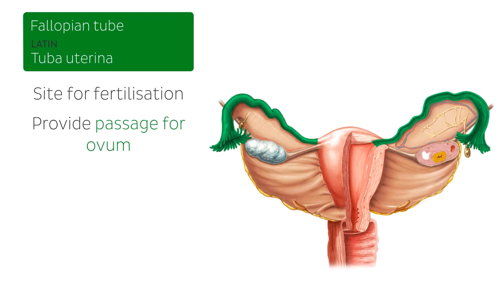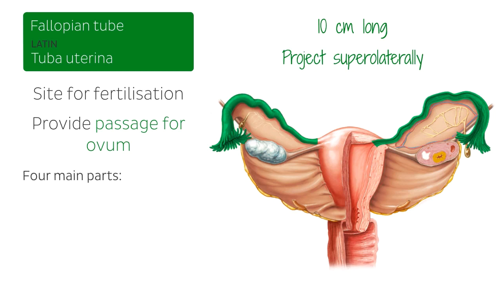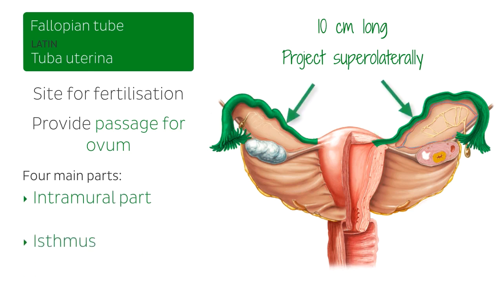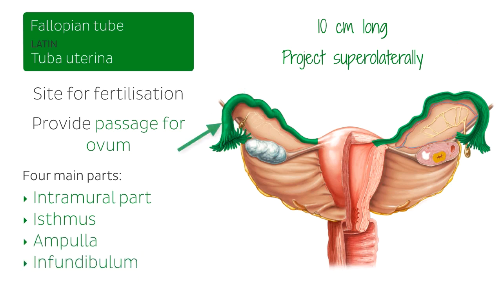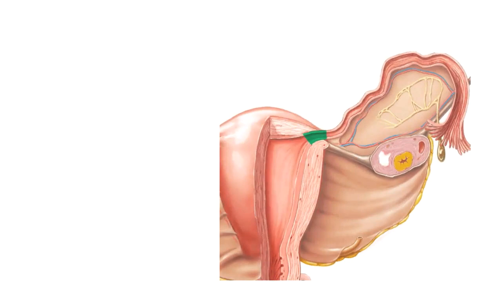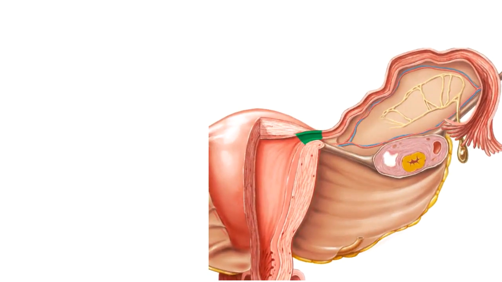The two fallopian tubes are about 10 centimeters long and project superlaterally from the body of the uterus at the uterine horns, as we can see in this image. And the fallopian tubes consist of 4 main parts, which I'll point out to you as we list them. The intramural part, the isthmus, ampulla, and the infundibulum. So now, of course, we're going to look at our parts of the fallopian tubes in detail.